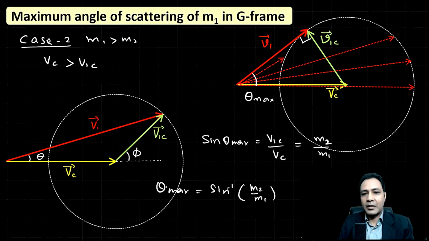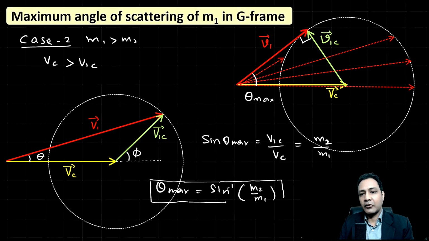And that is the maximum angle of scattering that a colliding particle can take in an elastic oblique collision in the ground frame.